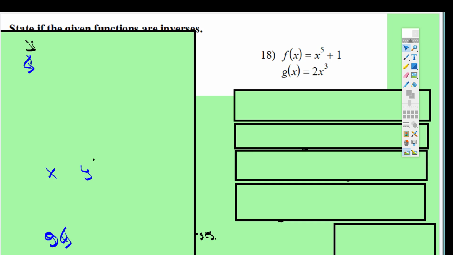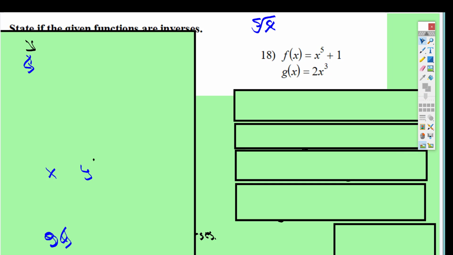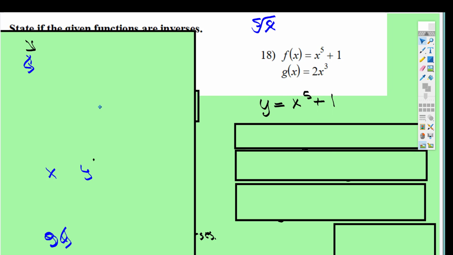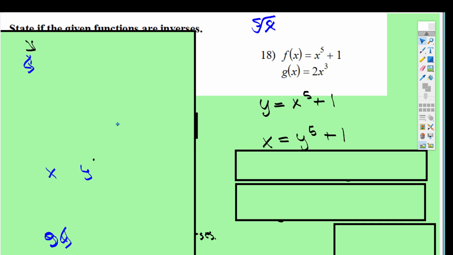All right, so let's come over here. So now we're starting off with this x to the 5th plus 1. Well, first of all, what's the inverse of taking something to the 5th power? Taking the 5th root. Is the cube root the inverse of the 5th root? No, but I'm still going to show you the process. We're going to rewrite f of x as y. We're going to swap the x's and the y's. I'm going to subtract 1 from both sides.